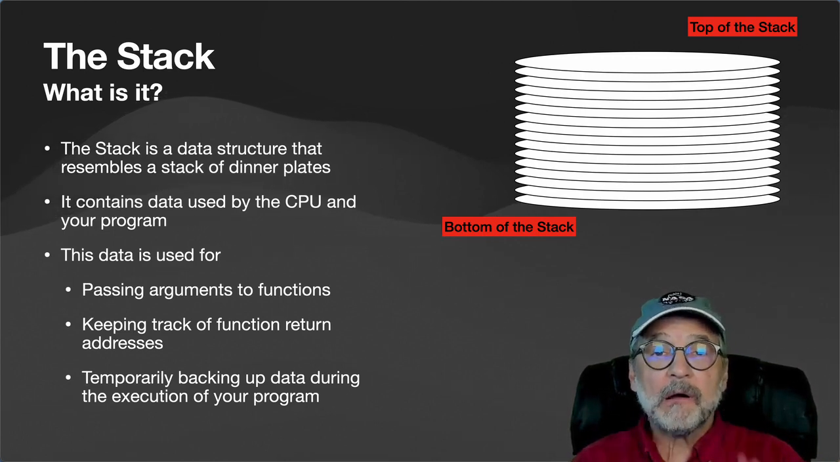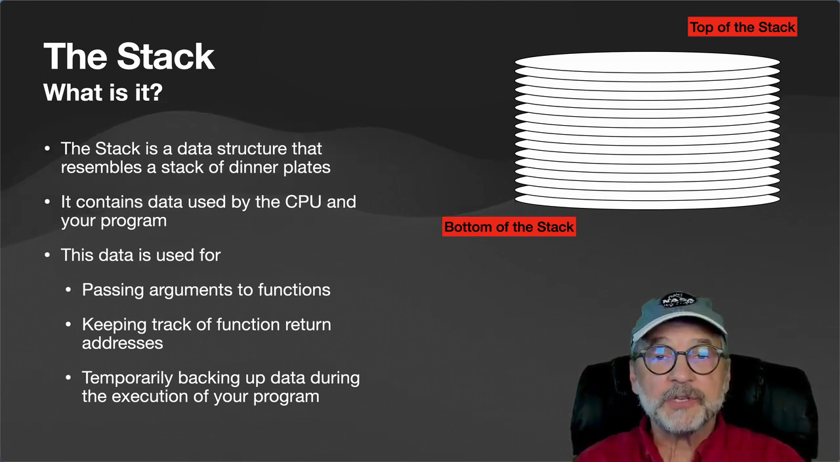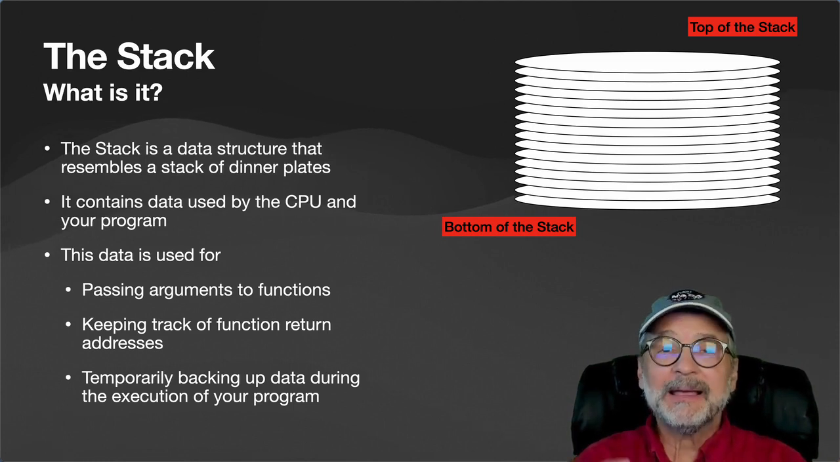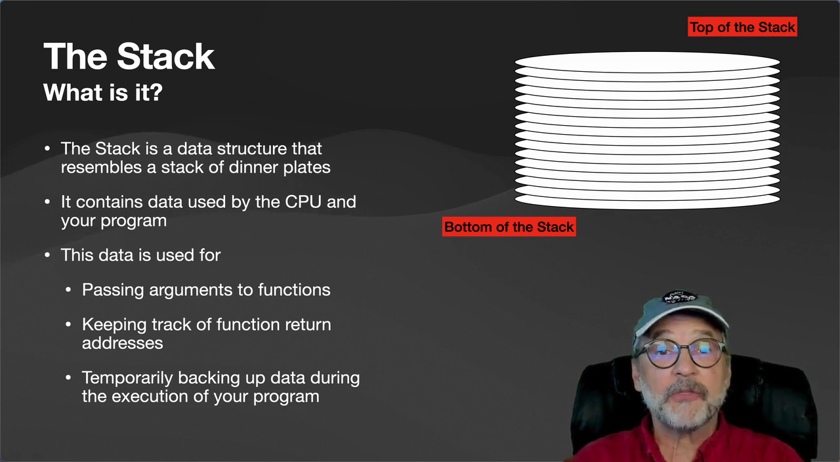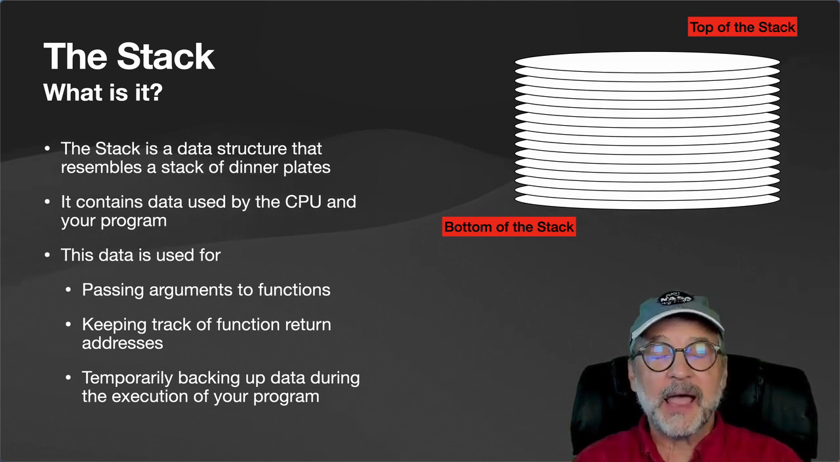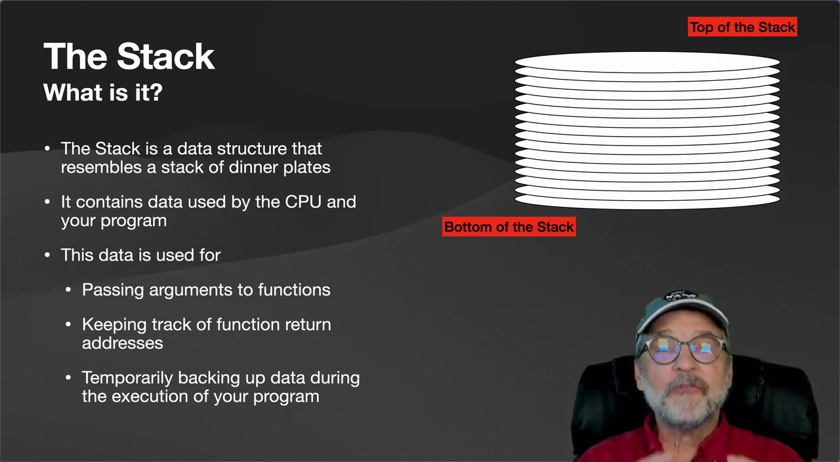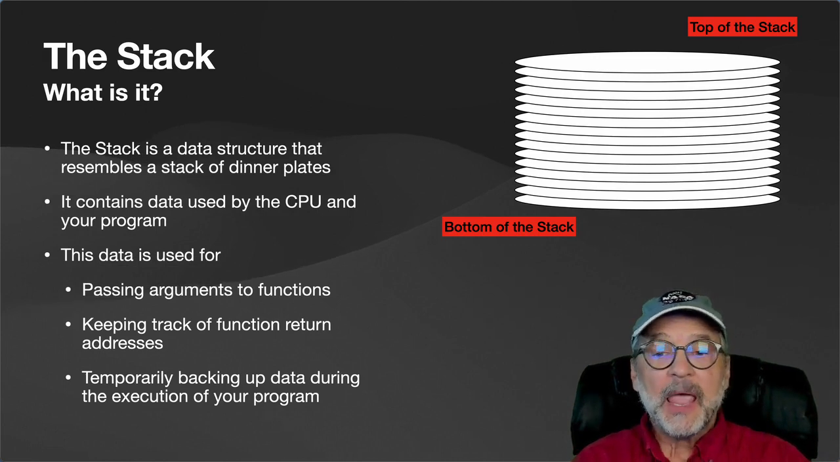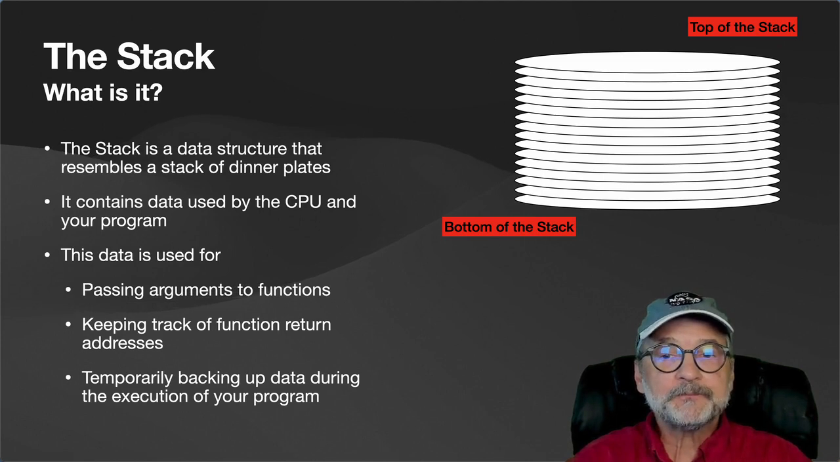It also is the heart to keeping track of the return address when you call a function. So when you call a function, how does the program know when you leave that function and go back to the main or the other function that you called it from? How does it know where to go? Well, the address of the line after the call is put into the stack. That's the mechanism down deep how functions return when they're done processing. And also it can be used for temporarily backing up data during the execution of your program.